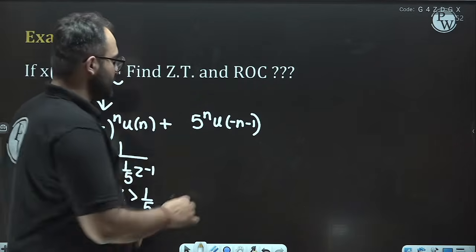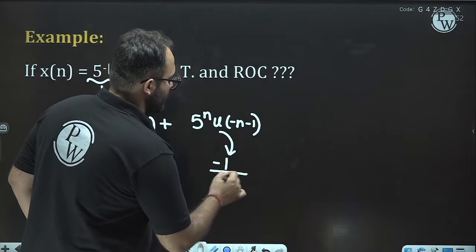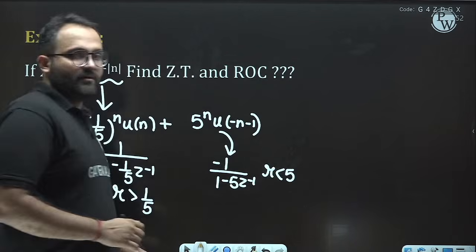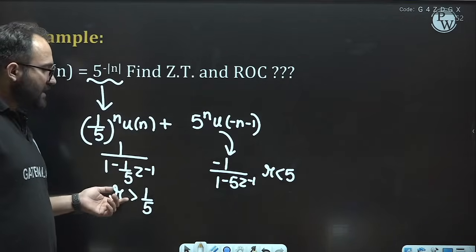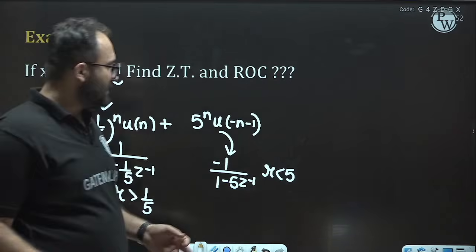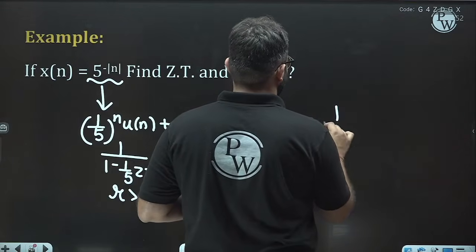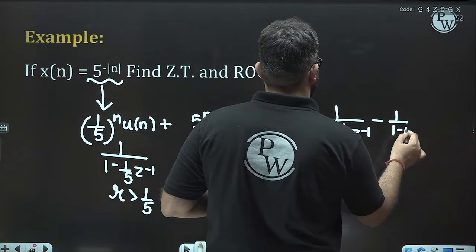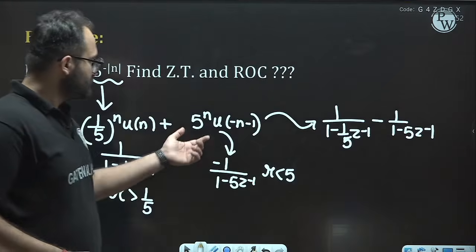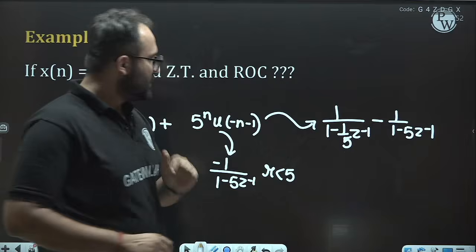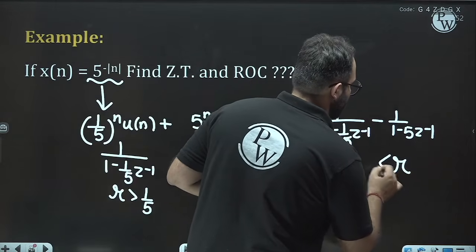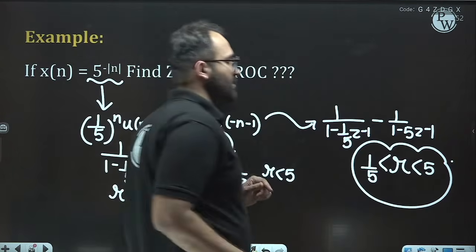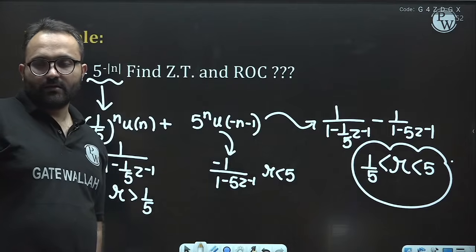Okay. This one will be minus 1 upon 1 minus 5 Z inverse. The ROC will be R less than 5. Okay. So now we can see there is a region R greater than 1 by 5 and R less than 5. Yes, it's a valid region. So we'll get 1 upon 1 minus 1 by 5 Z inverse minus 1 upon 1 minus 5 Z inverse. These two are the Z transforms, and the ROC is 1 by 5 to 5. Okay. So I hope all of you are able to get the results very easily.